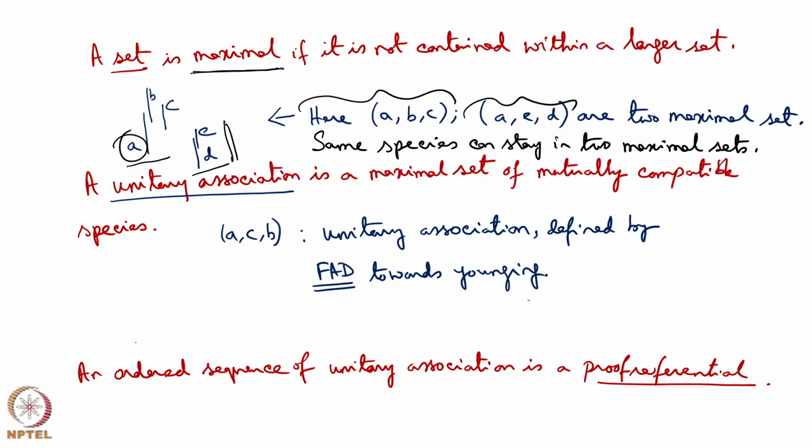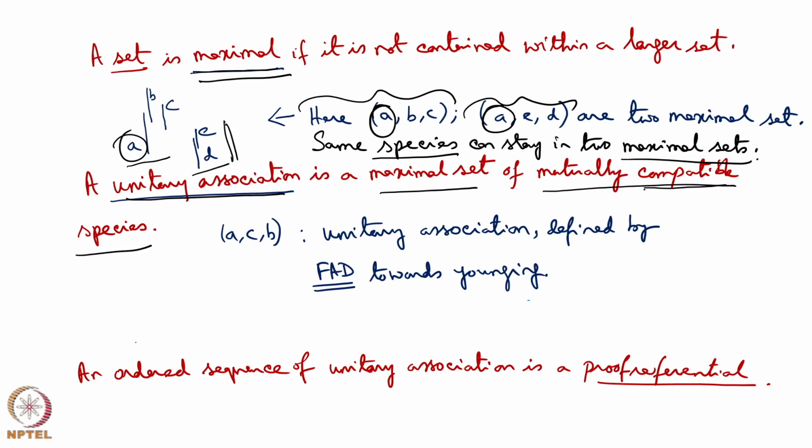And as per my requirement, the same species, A, can stay in two maximal sets. Now, we will see a unitary association. A unitary association is a maximal set, in the way it is defined here, of mutually compatible species. Compatible species means which actually coexisted or virtually coexisted. So, in this example, ACB is a unitary association.